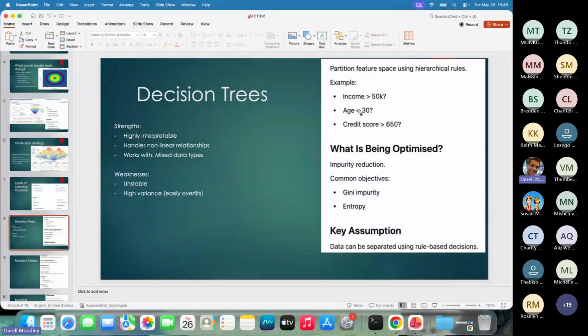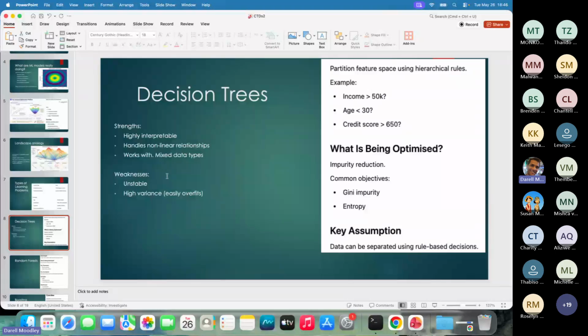So how it gets these rules, right? These objectives, for instance, Gini impurity guides the model on how to get these rules. And if you use entropy, you might get the same rules or you might get something different. But which one is better? Well, you'll only know when you actually test the model on some data that it hasn't seen before.